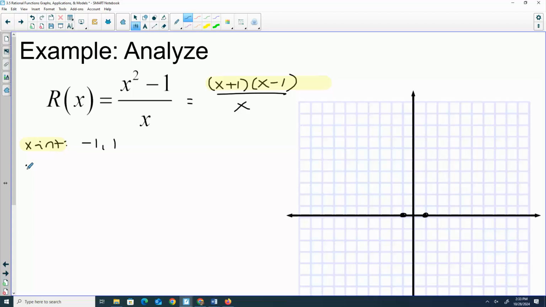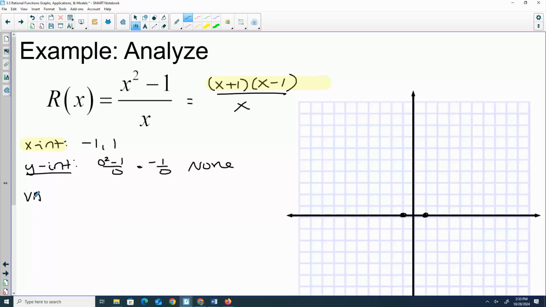Y-intercept. How do we get those? 0 for our x's. Does it matter if I use the original or the factor? Not at all. So I get 0 squared minus 1 over 0. Can you divide by 0? No. So that means there is none. We do not cross that y-axis.